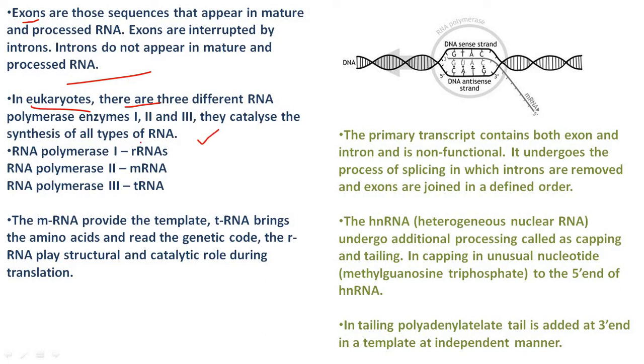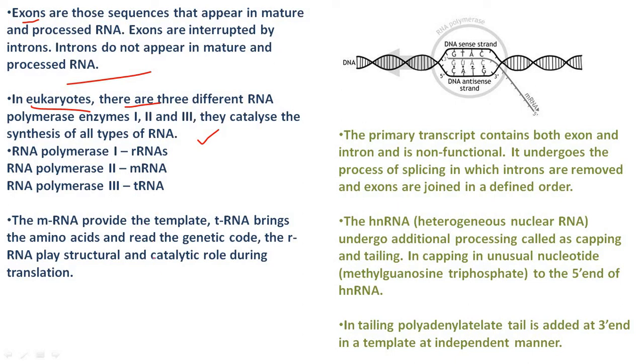RNA polymerase 1 makes the rRNAs, RNA polymerase 2 makes the mRNA, and RNA polymerase 3 makes the tRNA. The mRNA provides the template. The tRNA brings the amino acid and reads the genetic code. The rRNA plays a structural and catalytic role during the translation. So, I'm going to give a brief description about the messenger RNA, rRNA, as well as the transfer RNA.